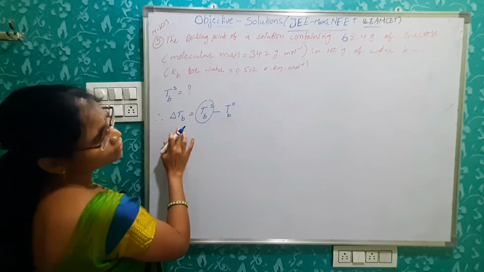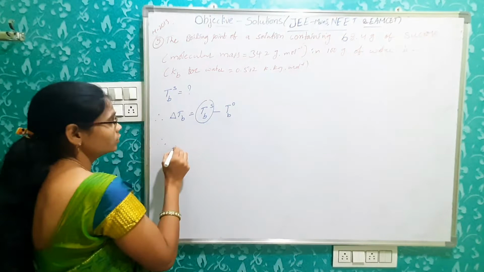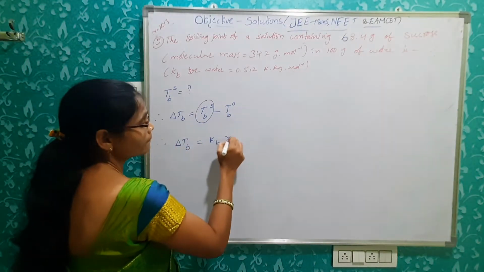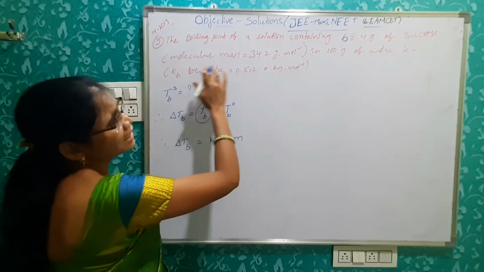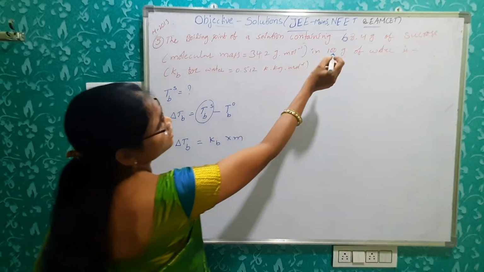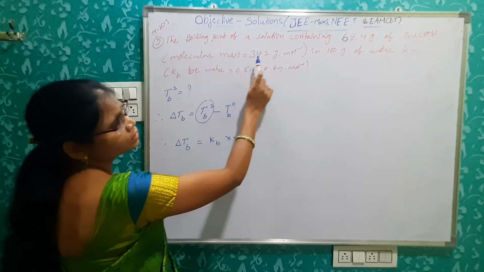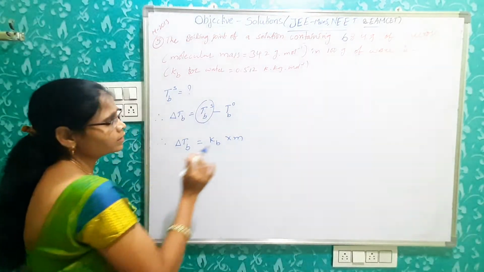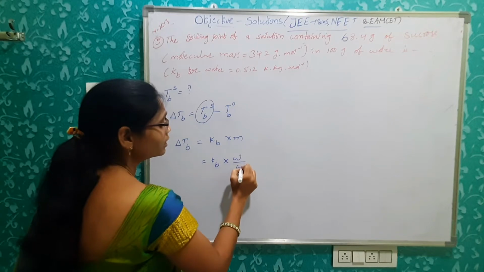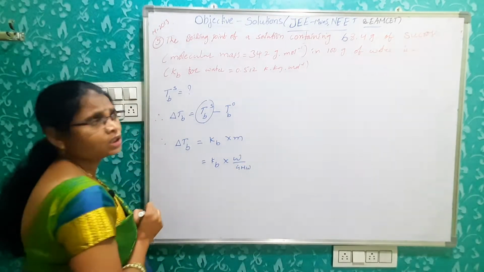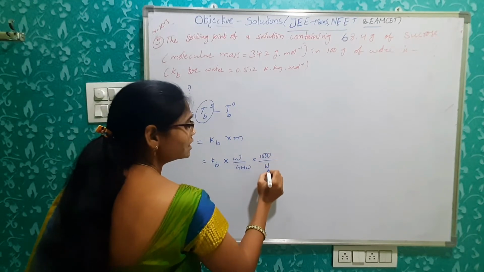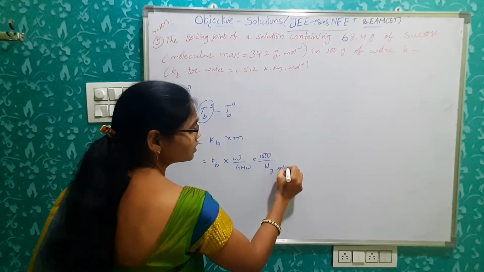But we don't have delta Tb also. For calculating, delta Tb is equal to Kb into m, molality. Molality value is not given directly, but weight of solute, gram molecular weight of solute, weight of solvent is given. Simply write down molality formula. Kb into weight by gram molecular weight of solute. What is that solute? Sucrose, into 1000 by weight of solvent in grams.